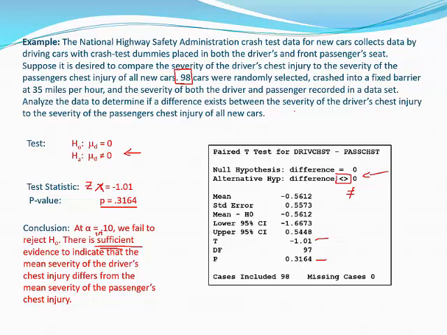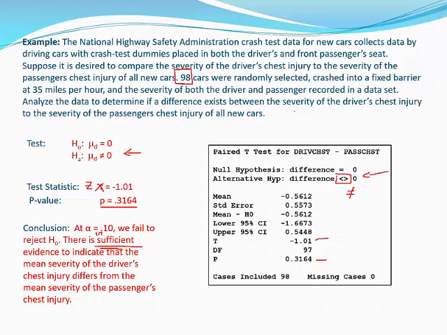If I could use an alpha of 0.32, if I could get alpha bigger than the p-value, we would reject and there'd be sufficient, but we can never take our alphas bigger than 0.10. Okay, sorry about that typo there, but make sure you write that correctly. At alpha equal 0.10, we fail to reject.